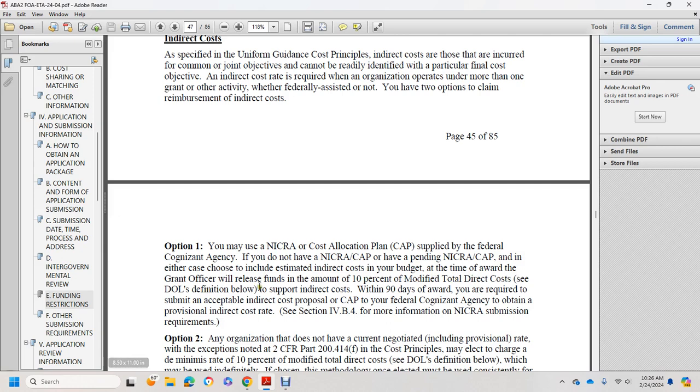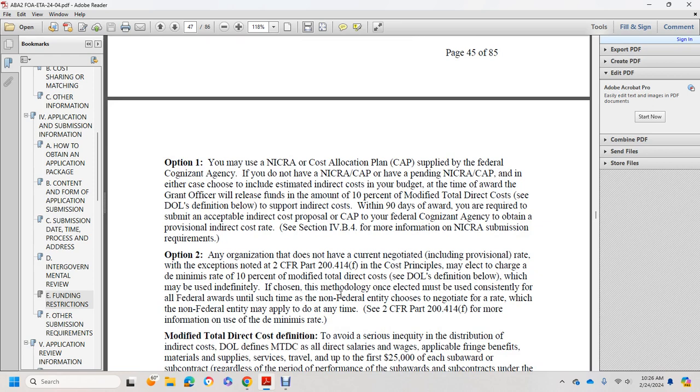See Department of Labor definition below. Support indirect costs within 90 days of the award. You are required to submit an applicable indirect cost proposal or a cost allocation plan to the federal cognizant agency to obtain a provisional indirect cost rate. See Section 4B4 for more information on the NICRA submission requirements.